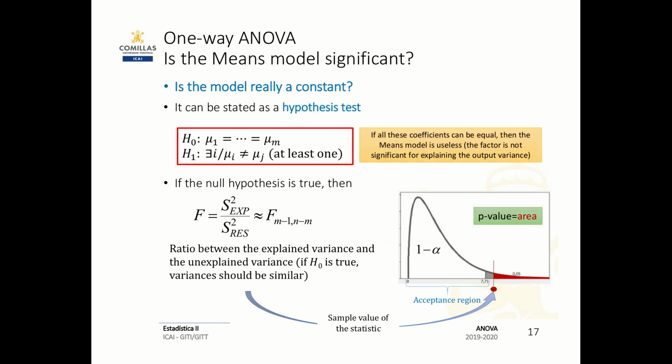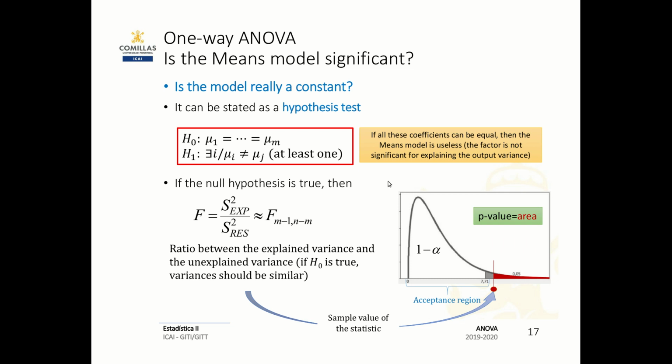So the ANOVA null hypothesis is that there is no difference between the groups, so the mean of all groups is the same, while the alternative is that there are at least two groups for which the means are different. And the way to test this null hypothesis is to calculate the F statistic, which is just the ratio between these two mean squares that we have calculated before. Under the null hypothesis, this ratio should be distributed as a Snedecor F with m minus 1 and n minus m degrees of freedom.